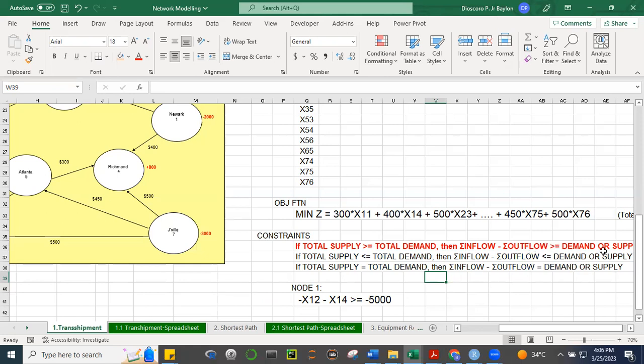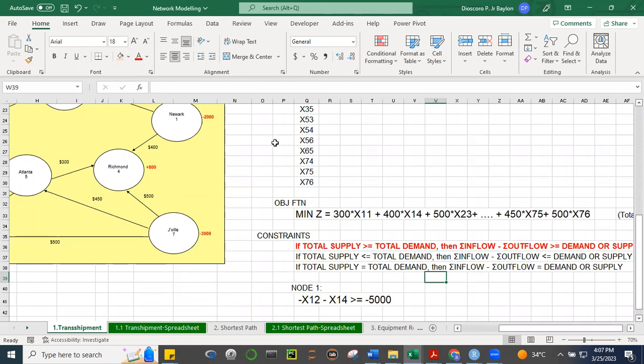Okay, now this makes sense because if we multiply this by negative 1, what happens? It will become X12 plus X14. Since we're multiplying by a negative, the sign changes. X12 plus X14 is less than or equal to, this also becomes positive, so 5,000. All right, so that makes sense. It means that what will be going from node 1 to node 2 plus whatever will be going out from node 1 to node 4 should not exceed 5,000, which is correct because they only have 5,000 units.